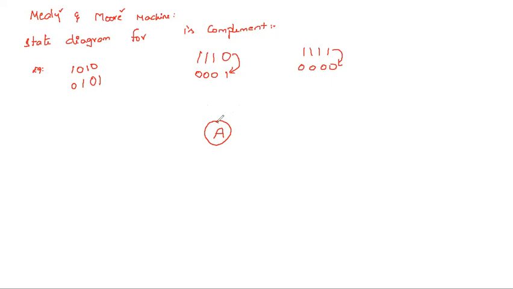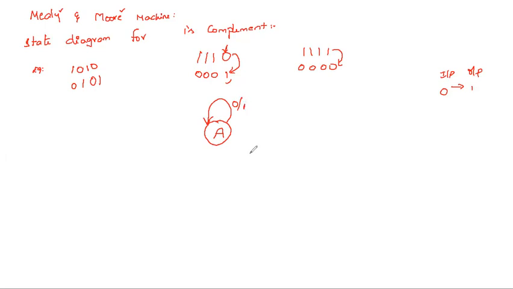For this state A, I am giving input 0. What happens? Output will be 1. Input 0 means output is 1. We have only a single state here, so we will stay here only. So input is 0, output is 1.